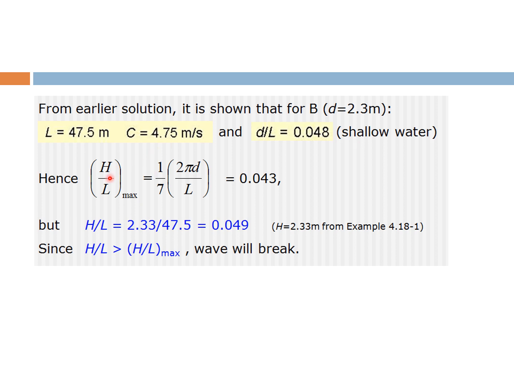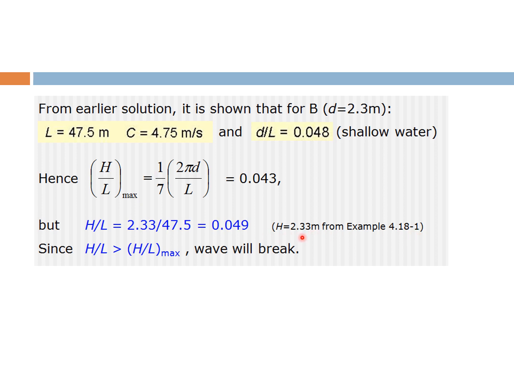So for shallow water location, the H/L max, or the critical wave steepness, is given by this expression. So we calculate that, we get 0.043. So this is the critical value, but what about the actual value that is happening now in this location B? The H is actually 2.33 meter, whereas the L is 47.5 meter. Where do we get the 2.33 meter from? Okay, it's actually from example 4.18-1.